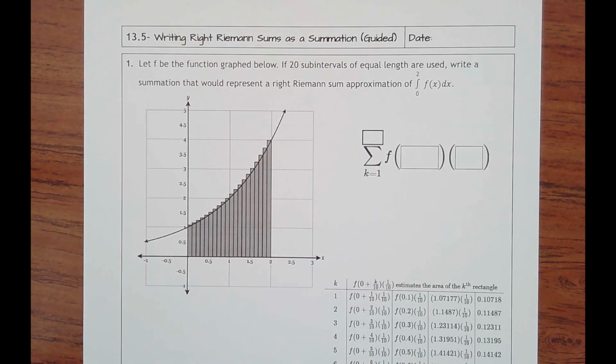Lesson 13.5 is writing right Riemann sums as a summation. This is kind of guided because they set up these parentheses in the notation for you, but other than that, it's still you figuring it out, basically. So we're always doing a right Riemann sum. That's going to make a little bit of a difference in knowing what you're trying to find, but it will hopefully make sense. So we've got this curved function here.